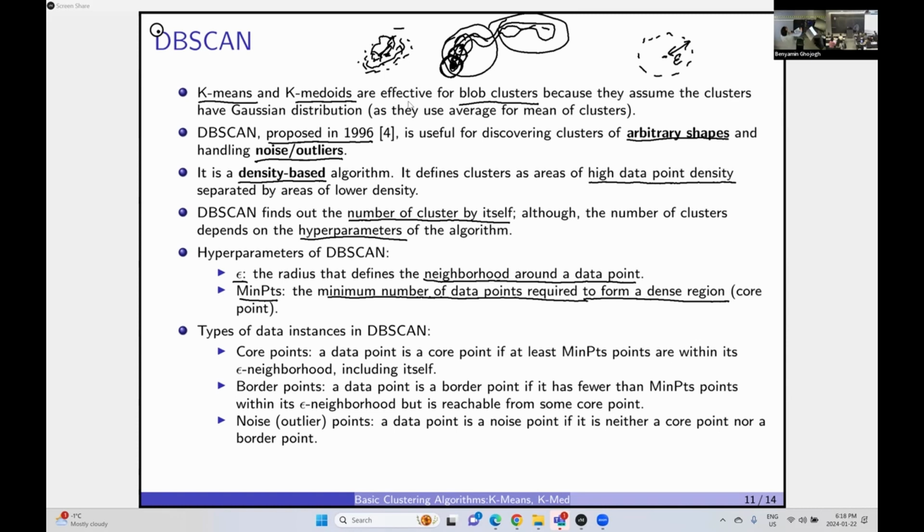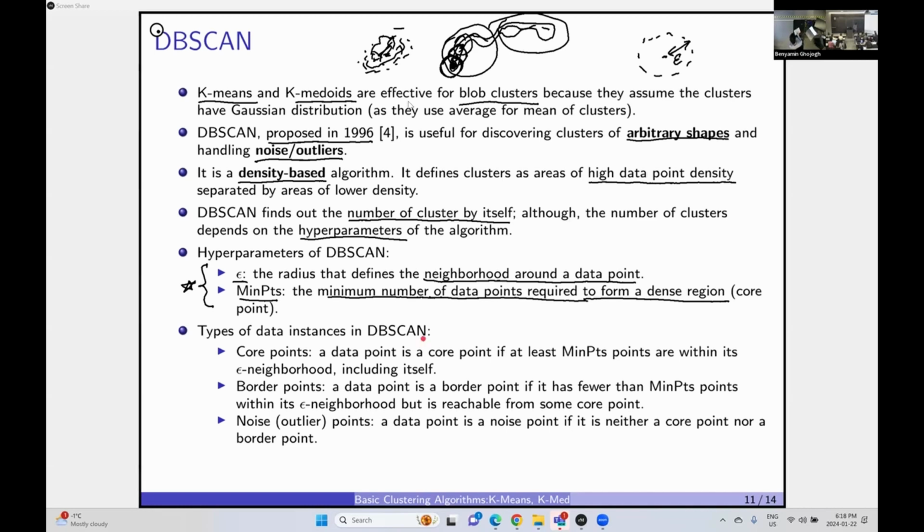We don't have to put in the number of clusters. DBSCAN finds it automatically. When you change epsilon and min points, it changes the number of clusters, but you don't give the number of clusters. Basically, these say how much density matters to you.